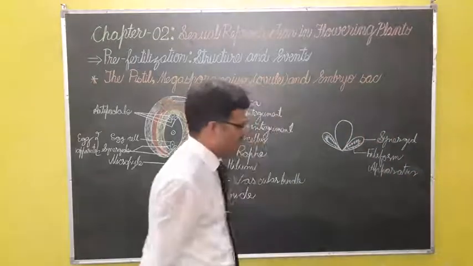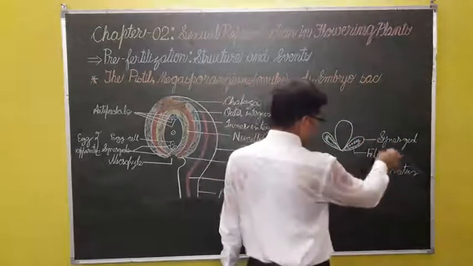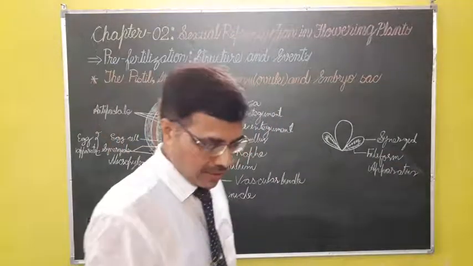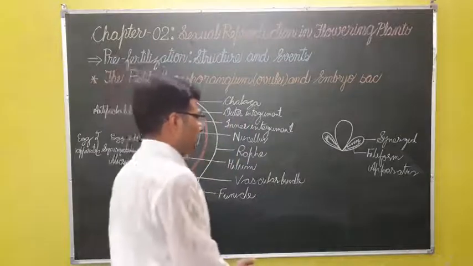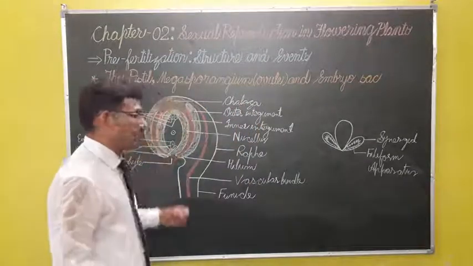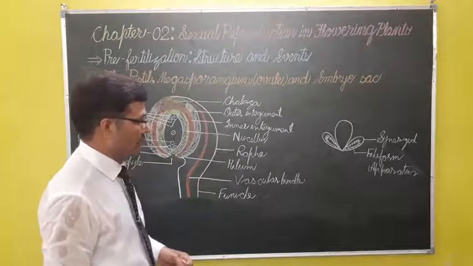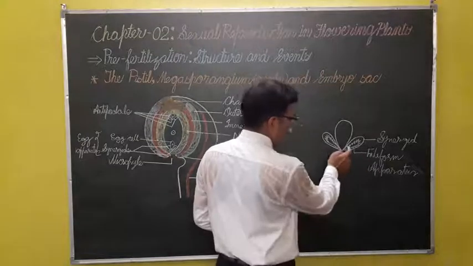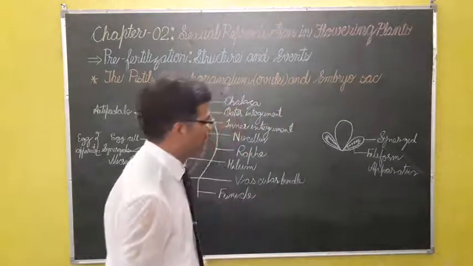Filiform apparatus. Now, a question arises: what is the role of the filiform apparatus? So, students, the filiform apparatus guides the pollen tube so that the pollen tube enters the embryo sac through this synergid with the help of the filiform apparatus.